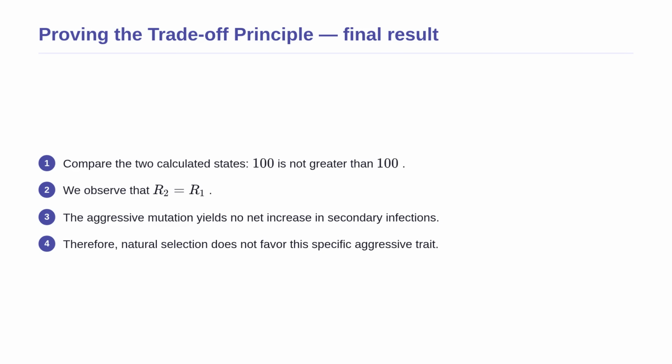Continuing our proof, we look at the final comparison between the two states. When we compare R1 and R2, we see that 100 is exactly equal to 100. Because the fitness did not increase, the aggressive mutation yields no net increase in secondary infections. Even though the parasite evolved to transmit twice as fast, it kills its host so quickly that it has exactly half the time to spread. Therefore, we have proven that this specific aggressive trait does not provide an evolutionary advantage over the older strain, perfectly illustrating the trade-off hypothesis.